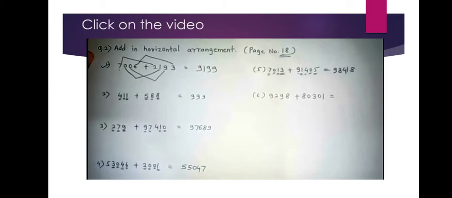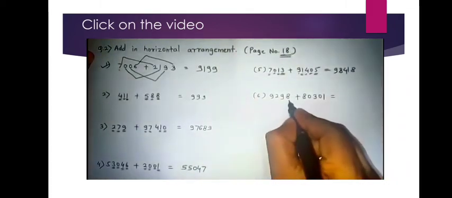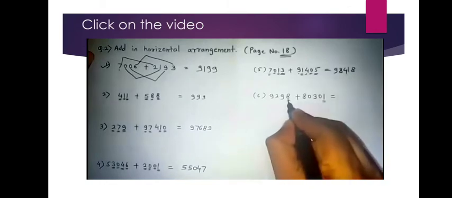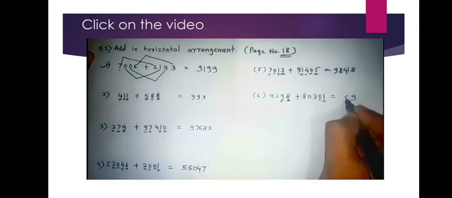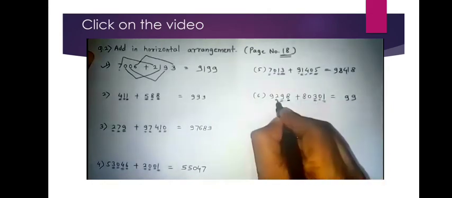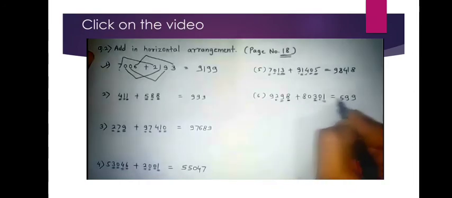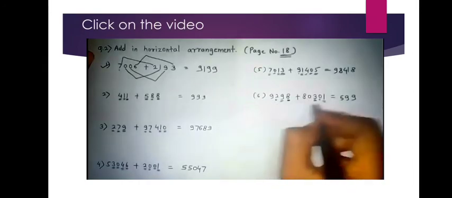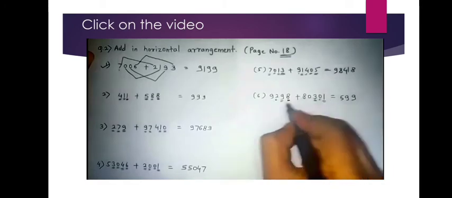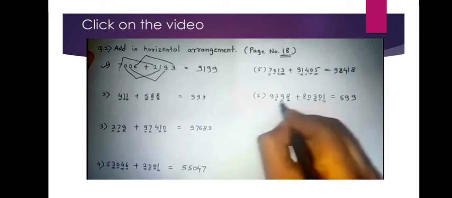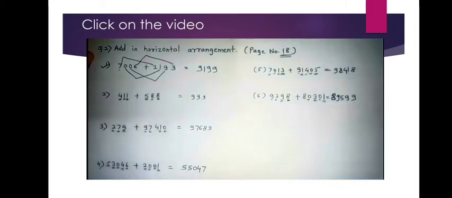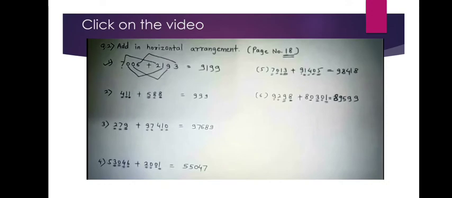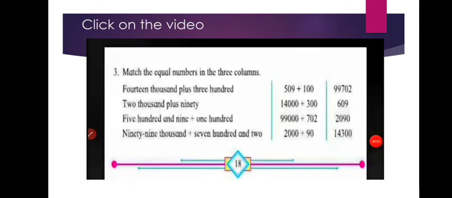Now the last sum. 8 at units place, 1 at units place. 8 plus 1 is 9. 9 plus 0 is 9. 2 plus 3 is 5. 9 plus 0 is 9. And then 8 at 10,000s place. So it is 89,599. Children, I hope you have understood the horizontal method.